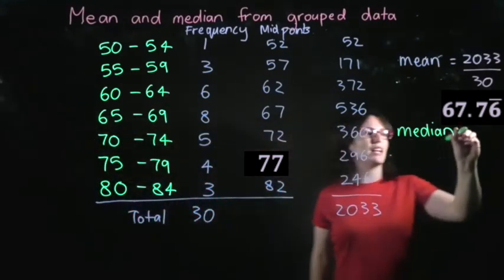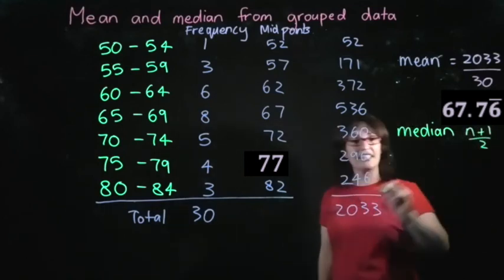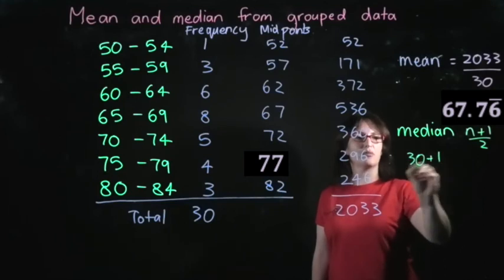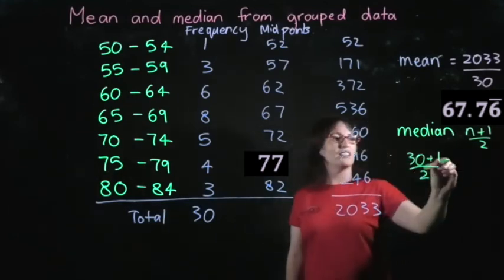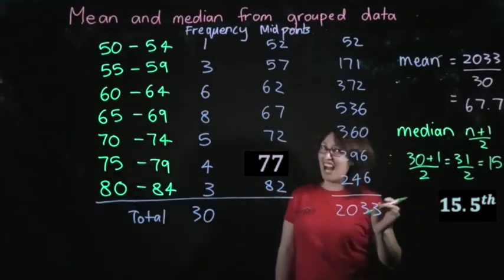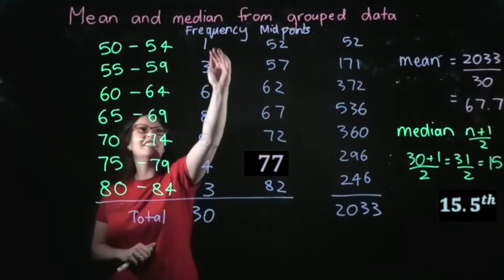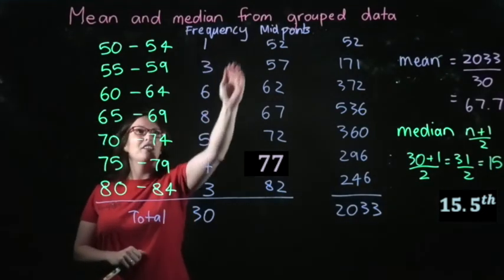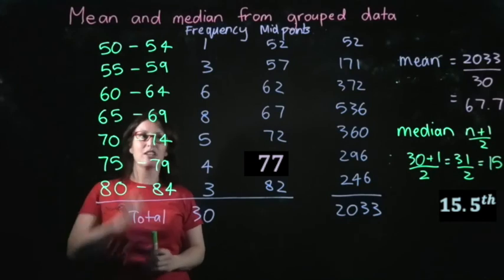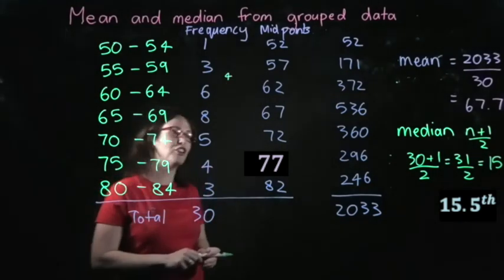So if we use the formula n plus 1 over 2, then we have n is 30. 30 plus 1 divided by 2. If you can still see that, it's the 15.5 person. Where are they in there? So the first person is here, frequency 1. The next group along, we've got 3 people. So how many people have we got to by now? 4. You might like to keep a little tally as you go.